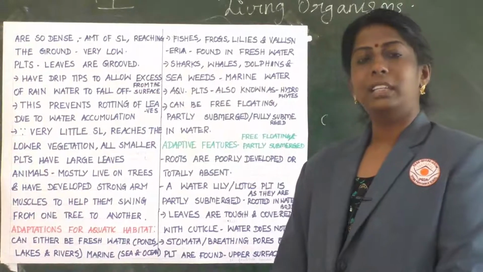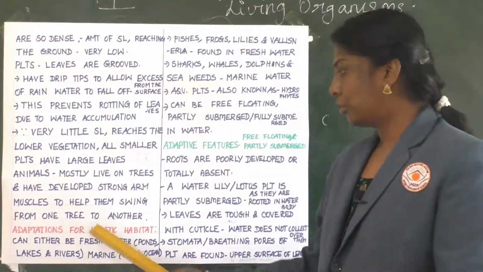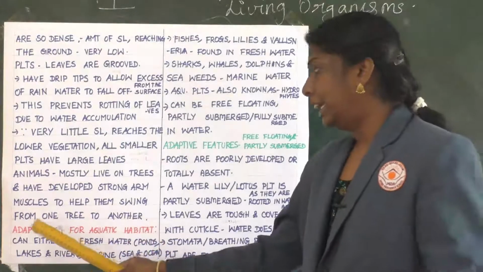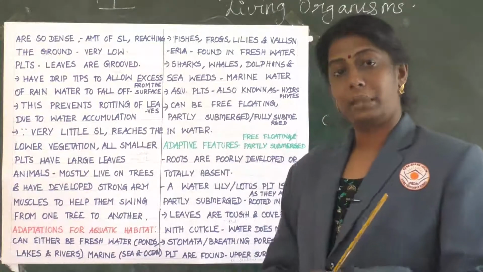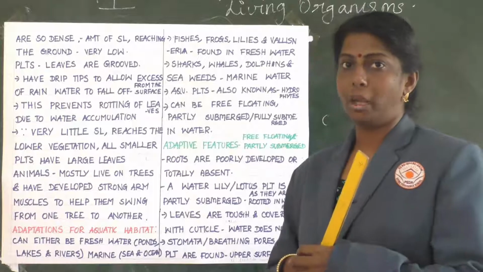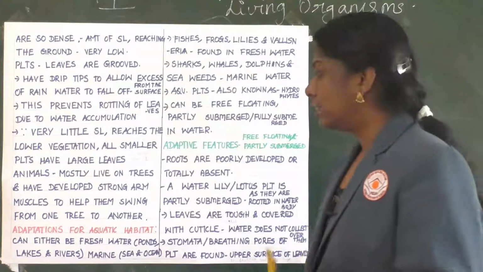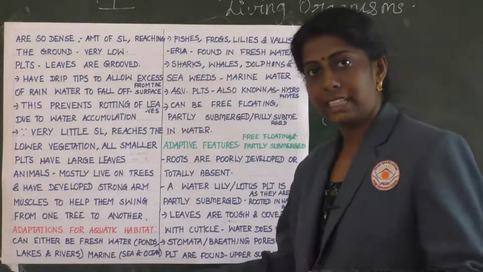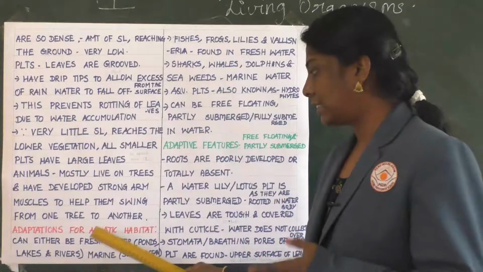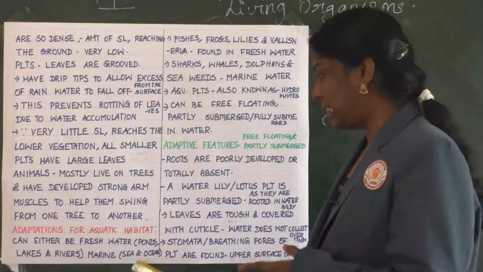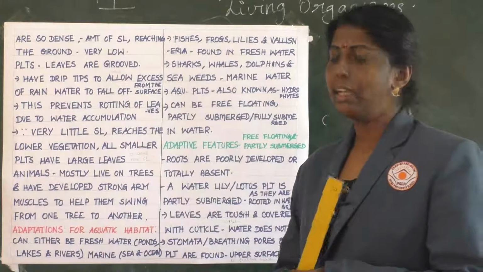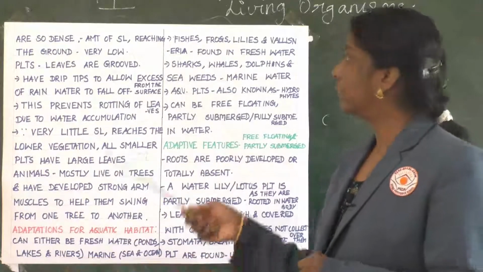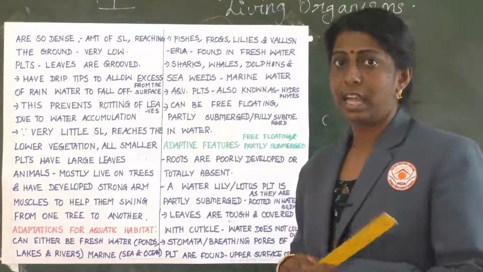Yes children, now let us learn about adaptations for aquatic habitat. Clear? Yes. This aquatic habitat can be either freshwater or marine water, sea water. Freshwater means ponds, lakes and rivers, else marine, which is from sea and ocean. Clear? Yes.